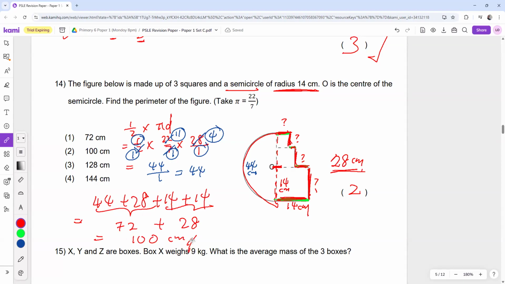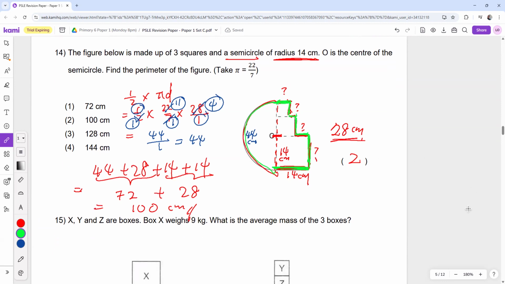100 cm. So when you do perimeter, what is the careful way of doing? It is to highlight the lines that you are finding so that you don't miss out any line or don't double count the lines again. So you will always see Mr. Ong highlight the lines when I find perimeter. Okay? Are you clear? So do you get the answer correct?